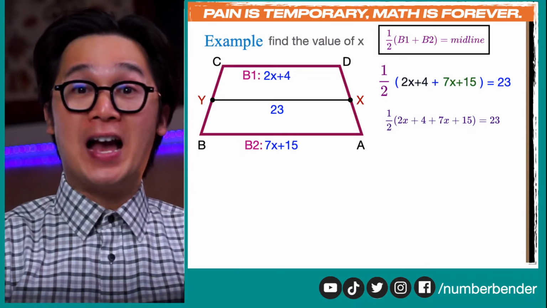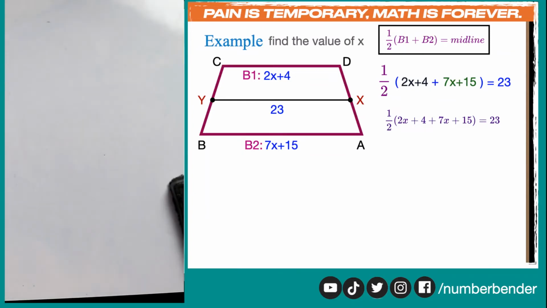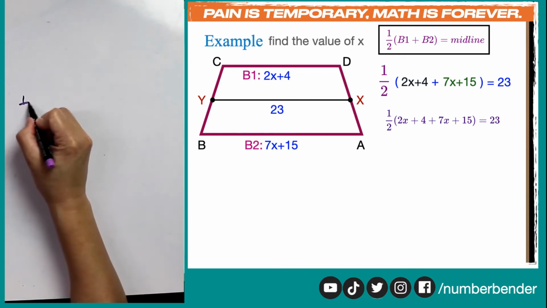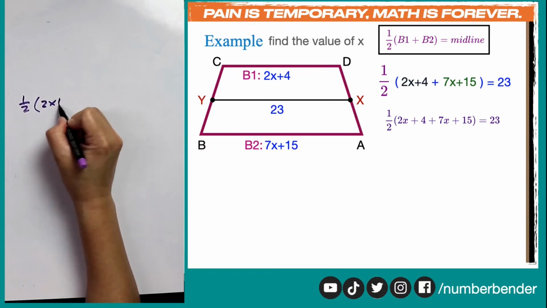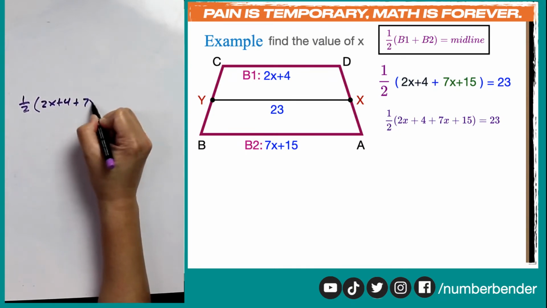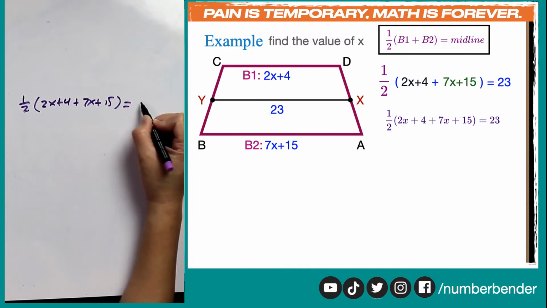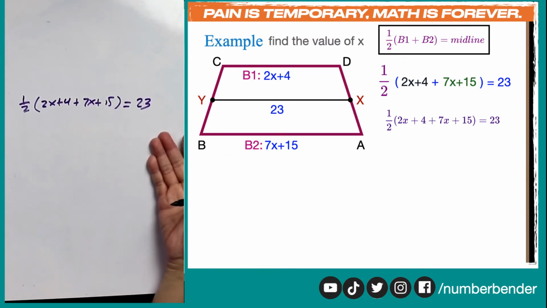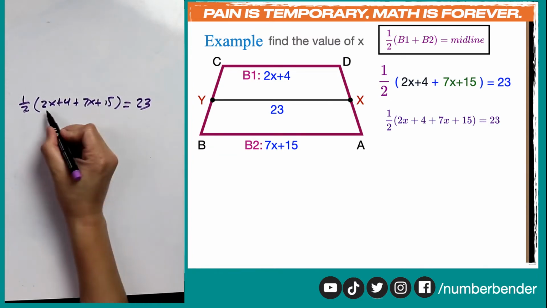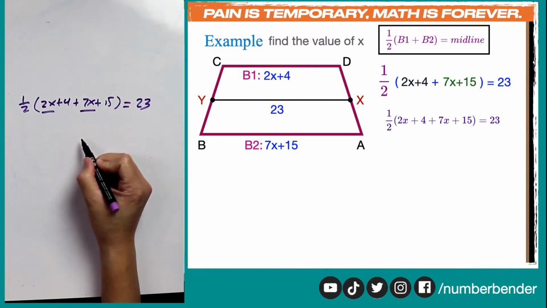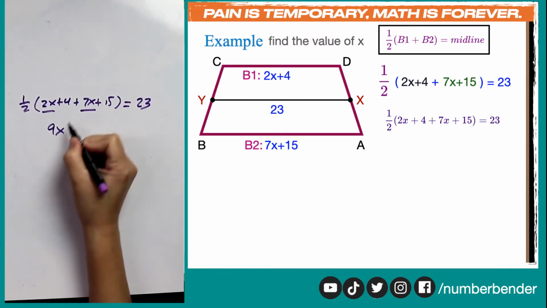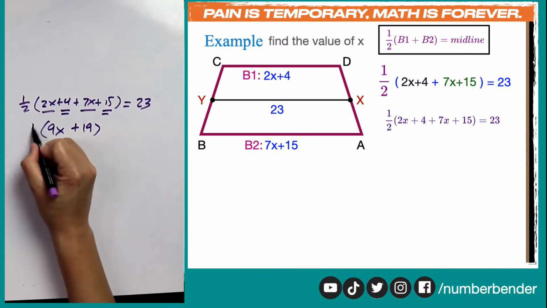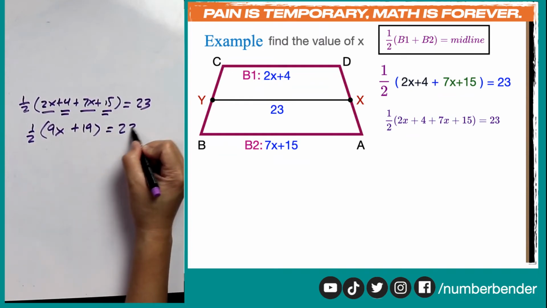And since we have the value of x that we are looking for, let's use algebra to find the value of our x. So we have 1/2 of 2x plus 4 plus 7x plus 15, which is equal to the midline, which is 23. And now all we need to do is to simplify our equation using our algebra skill. So we are going to be combining like terms. So 2x and 7x is equal to 9x. And 4 plus 15 is equal to 19. And we will take half of it so that it will equal 23.